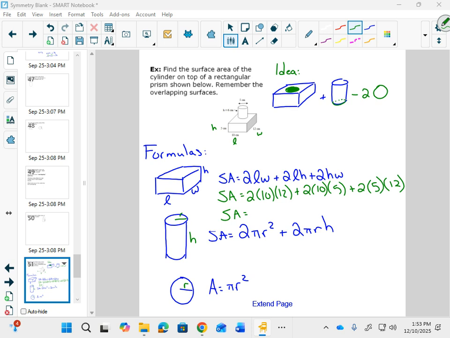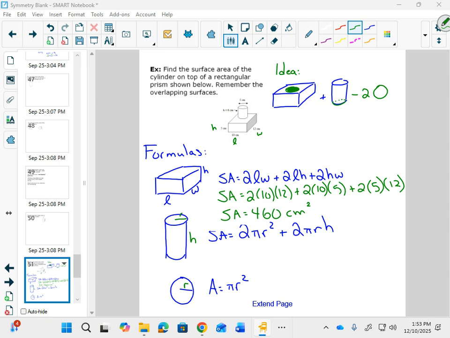140. What do you got? 140 plus 100 is 240, plus 120 is 360. 360? I think this is 240. What did I say? Oh, 140. Yes. 240, 340, another 460. 460. And since it's surface area, our units would be 460 centimeters squared.